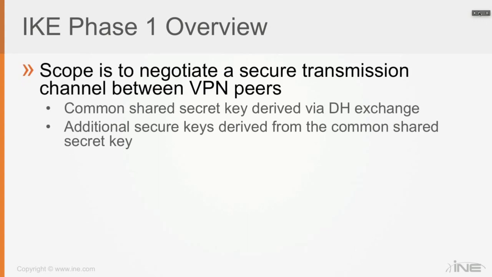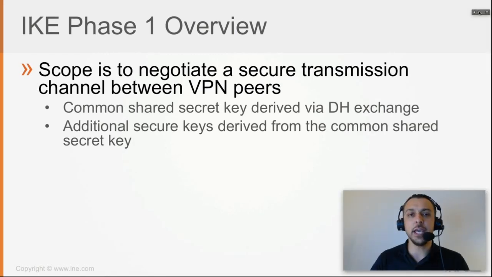The scope of phase 1, the IKE phase 1, is to negotiate a secure transmission channel between the VPN peers. So the VPN gateways are going to run some kind of negotiation. They're going to actually send some kind of traffic in clear text. We're going to see exactly what they send in clear text. But then when phase 1 is built successfully, both sides end up with the same secure keying material that they can use afterwards to send traffic securely between the VPN peers. So the scope of phase 1 is just to bring up a secure communication channel between the VPN gateways.